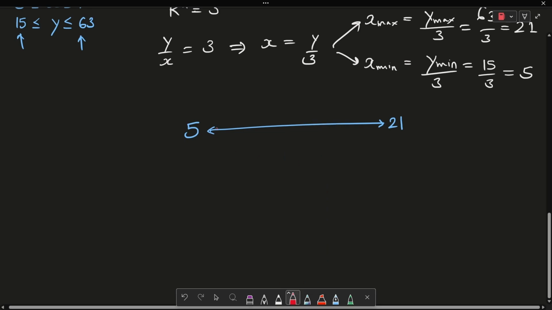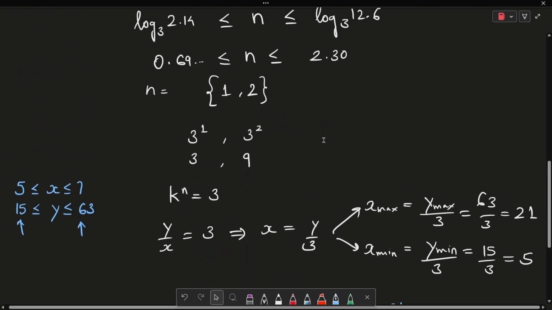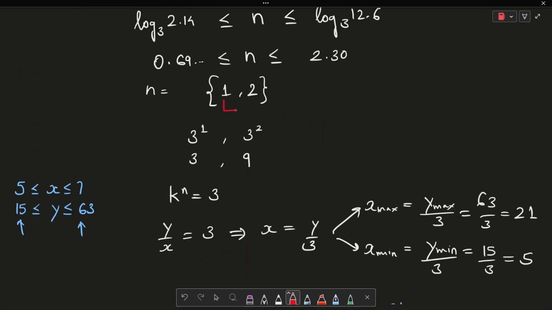Okay, but what is the real range of x for me? It is 5 to 7, right? So that simply means that I cannot take all these values. I can just take 5, 6, and 7. So how many values did I get here? 3, right? So I can say that I have 3 ordered pairs x comma y which satisfy this condition 3 to the power 1, right?